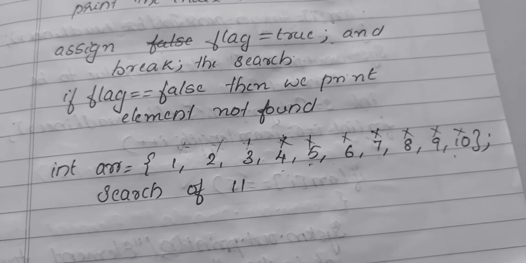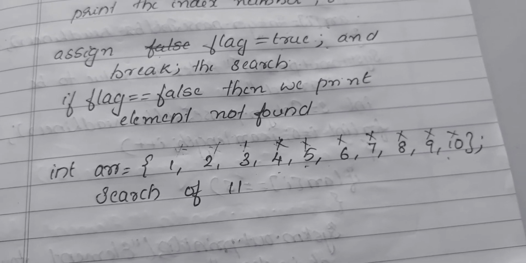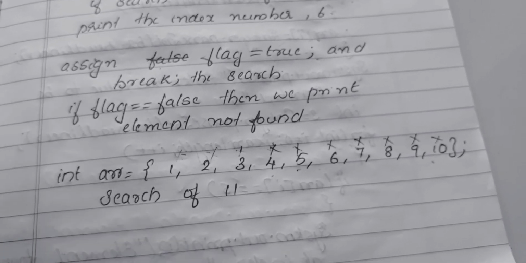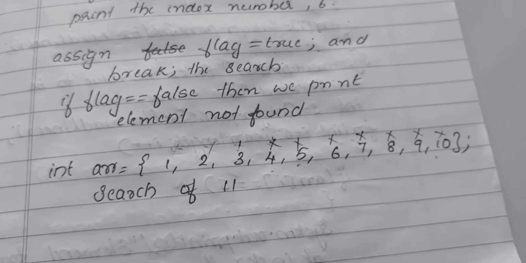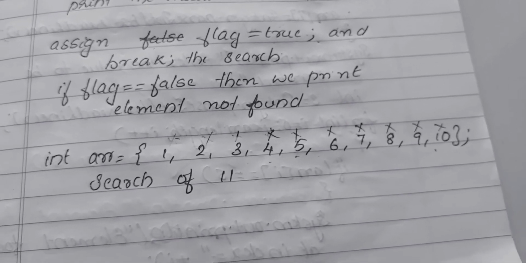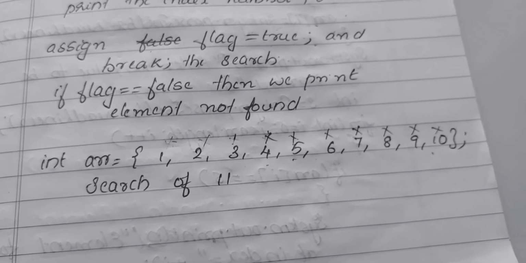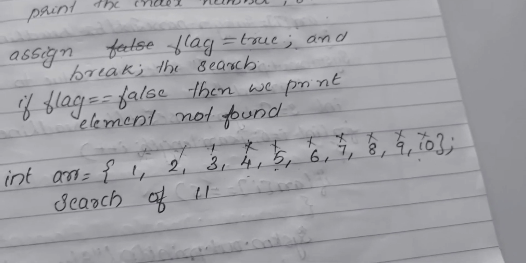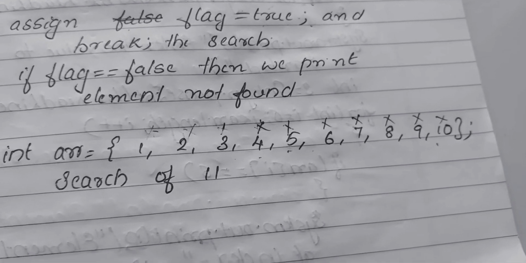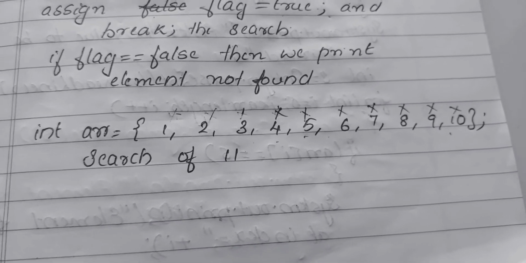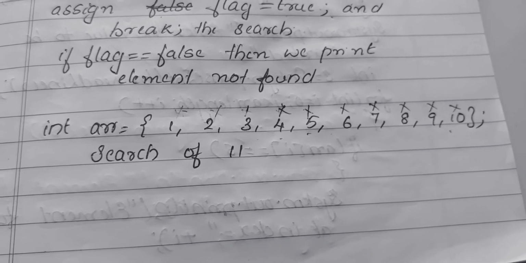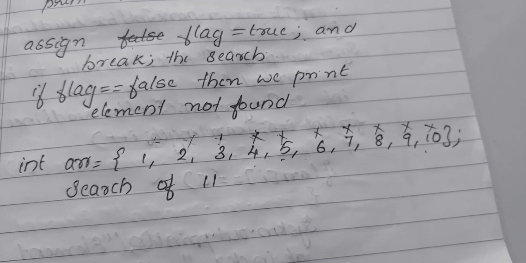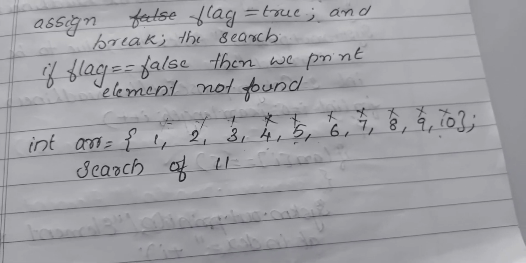That is, we initially set the flag variable as false, and we compare the search element with each element in the array. After searching each element in the array one by one, we found that the element 11 is not in the array. So what is the next thing we want to do? The element is not found. That is a message we want to print, isn't it?